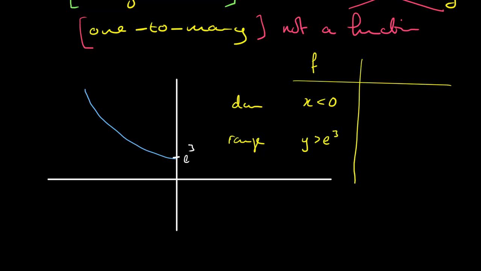Well, hang on. We just said for the inverse function, the domain is the same as the range of the original function, right? So the outputs for the original function are everything greater than e to the 3. So for the inverse function, the inputs have got to be everything greater than e to the 3. And we also said that the range of the inverse function is the same as the domain of the original function. So if the inputs to the original function are everything less than 0, the outputs for the inverse function have got to be the same: everything less than 0.